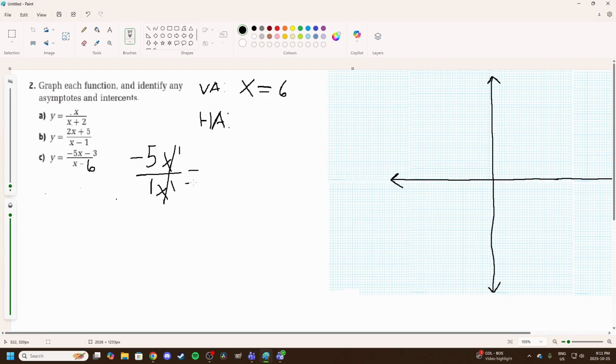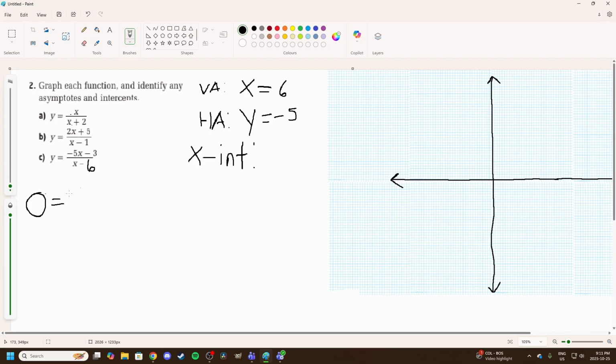These will cancel, and we're left with negative 5 over 1 equals negative 5, right? So our horizontal asymptote is y equals negative 5. Now let's find our x-intercept, okay? Our x-intercept is when y is equal to 0, okay? So 0 equals (negative 5x minus 3) divided by (x minus 6).